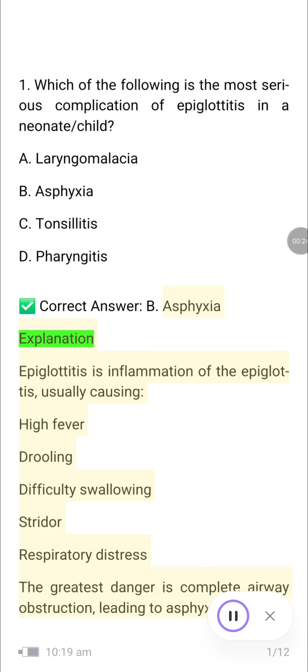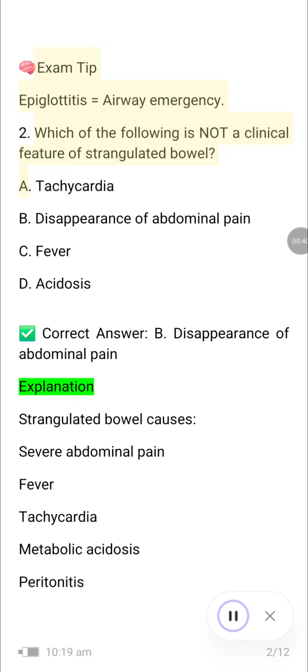B. Asphyxia. Explanation. Epiglottitis is inflammation of the epiglottis, usually causing high fever, drooling, difficulty swallowing, stridor, respiratory distress. The greatest danger is complete airway obstruction, leading to asphyxia. Exam tip. Epiglottitis equals airway emergency.